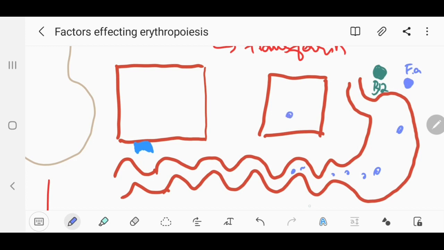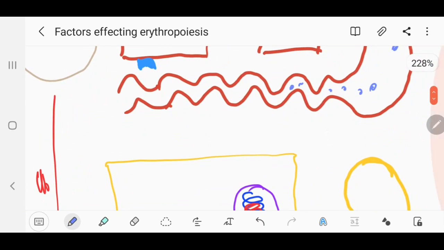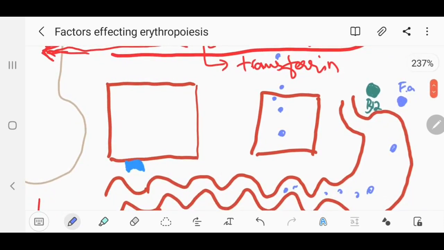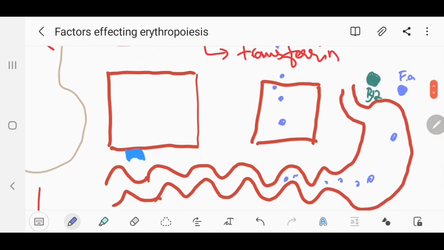Now let's first see what happens to the folic acid. The folic acid moves from the stomach into the duodenum, and at this level it is engulfed through endocytosis into the duodenal cells, and from there it is exocytosed out into the bloodstream. Fine. Now the most important one, the one that you have to memorize, is B12.